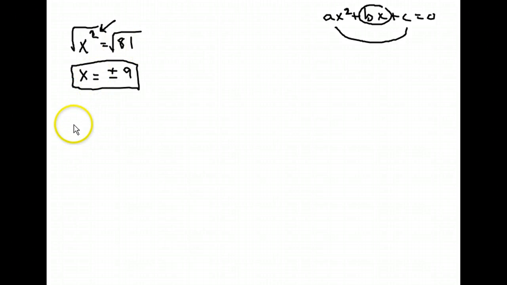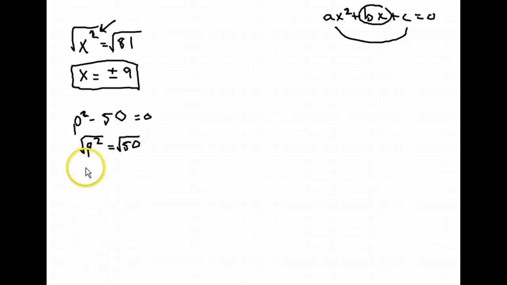Let's say, for example, you have p squared minus 50 equal to 0. Well, you move the 50 to the other side, and so you have p squared equal positive 50. And then you would square root both sides. So on the left side, you would just have p. On the right side, it would be plus or minus square root of 50. And you have to break that down.